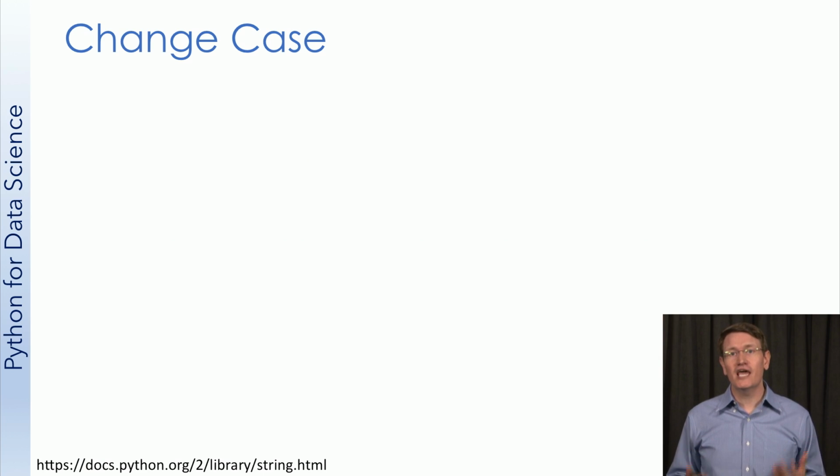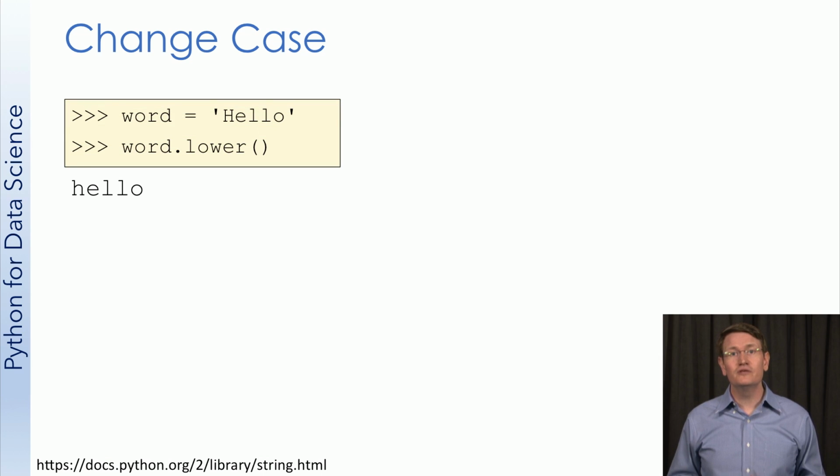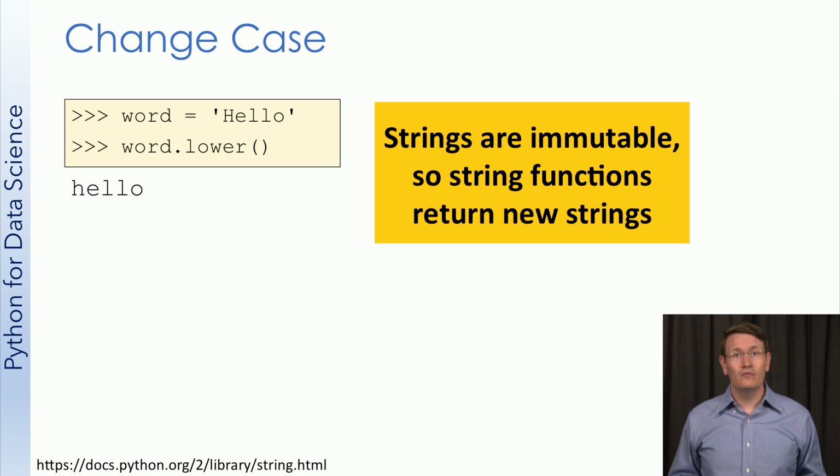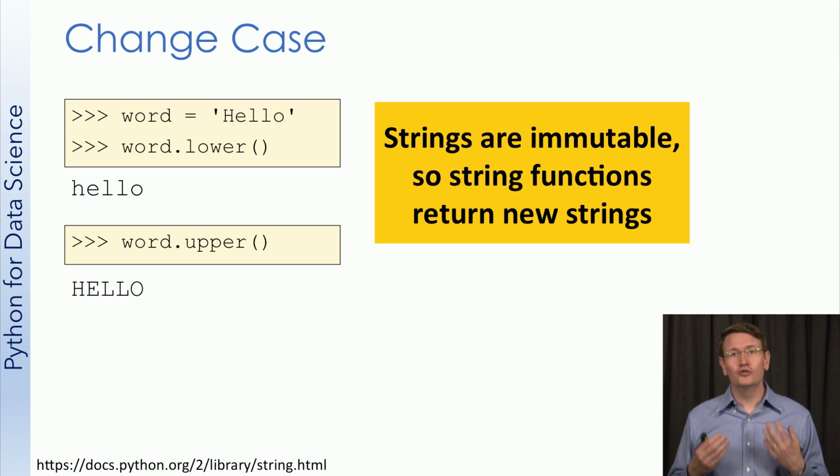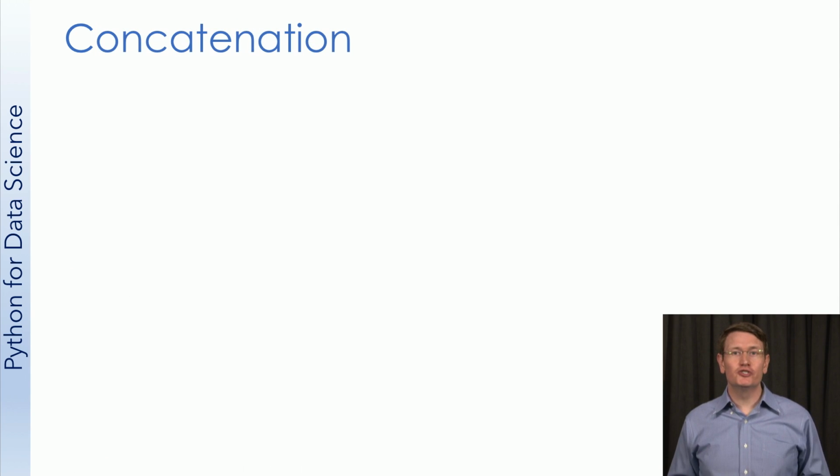If you want to change case, there are two methods which can help. First, you can use the method lower. Lower returns a string which has all the original characters from the original string, but now in lowercase. Remember, strings are immutable, so all the functions we'll be discussing in this video return new strings. Just like the function lower, there's also a function upper, which will return all the characters from the original string, but now in uppercase.